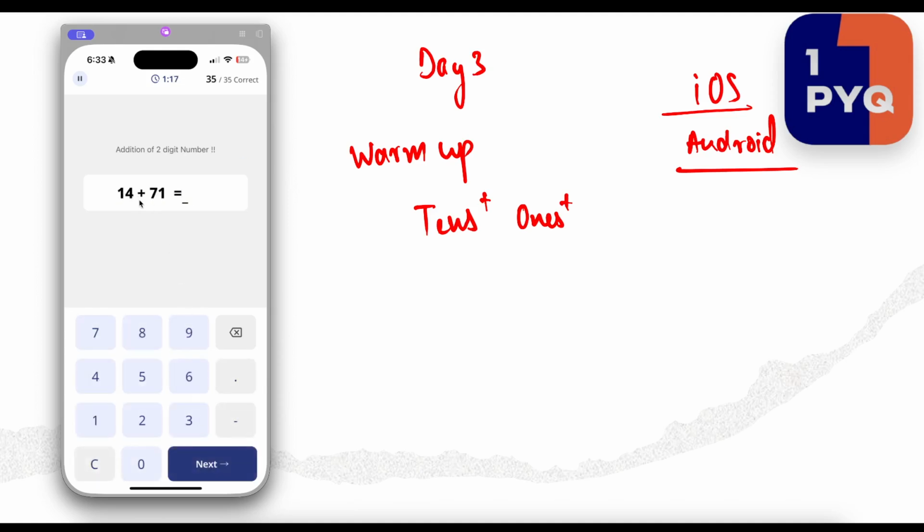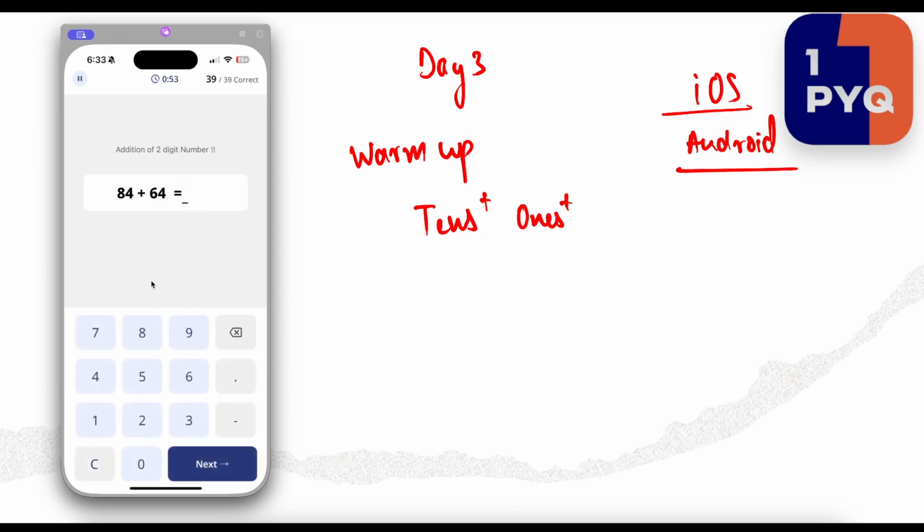1 plus 7 is 8, 8 with 5 is 85. 9 plus 1 is 10, 10 with 8 is 108. 6 plus 8 is 14, 14 with 7 is 147. 8 plus 2 is 10, 10 with 5 is 105.